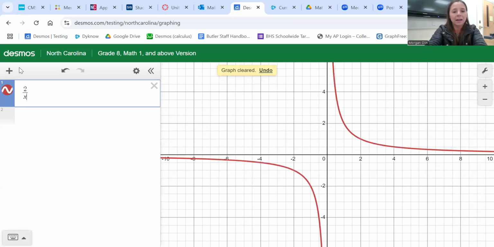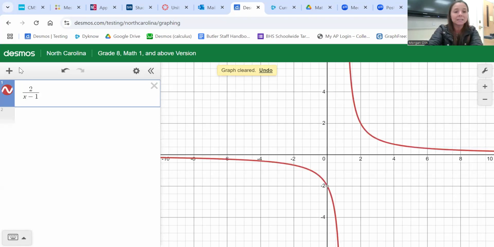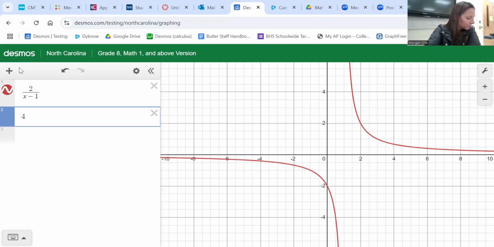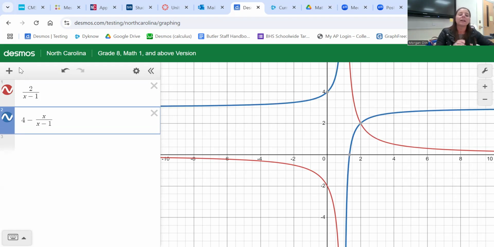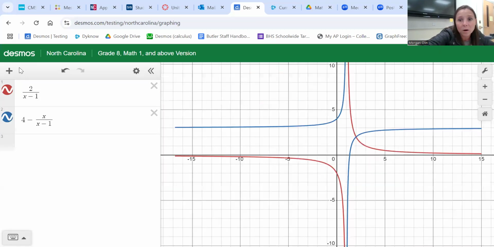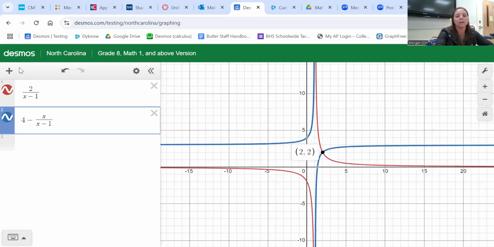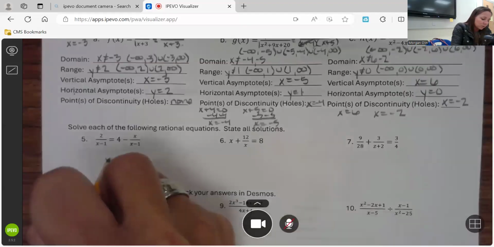So 2 divided by x minus 1. When it says equal, press enter. Then it says 4 minus x divided by x minus 1. Find where they intersect. Now, these aren't word problems. So if there are two solutions, two intersection spots, then we want both of them. Here, there's only one. All we want is the x value, which is 2 in this one. So when I go back, I'm just going to write x equals 2.